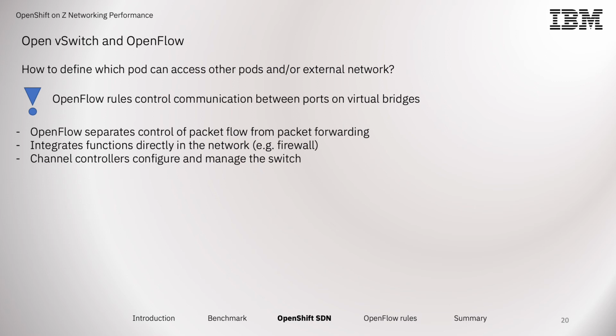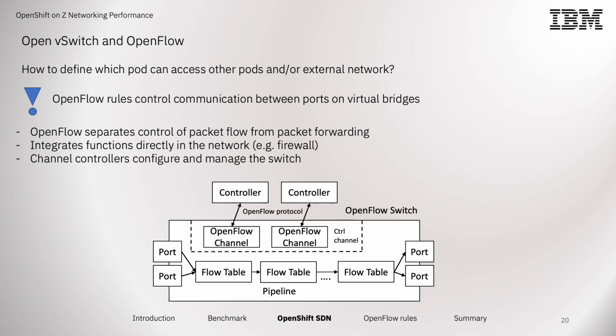In addition, we have the channel controller that configures and manages the switch. Graphically, the system can be shown as described here. At the top of the picture, we see the controllers that communicate with the OpenFlow switch and update the OpenFlow channel. The OpenFlow channel is exactly the mechanism that keeps the OpenFlow rules up to date, and this is exactly where the pipeline comes into play.